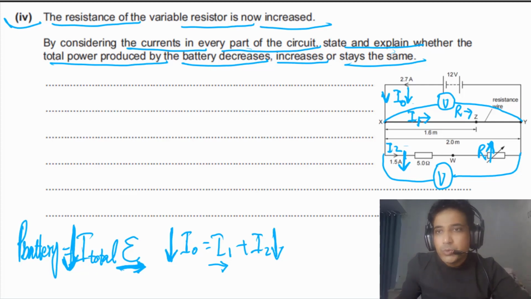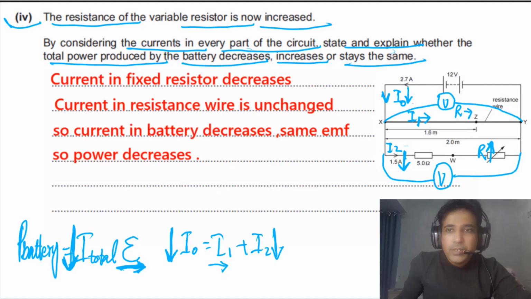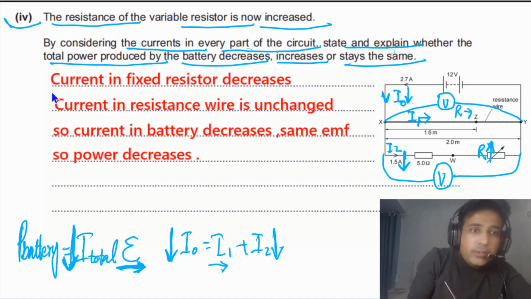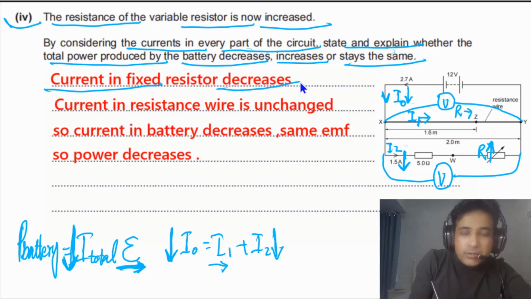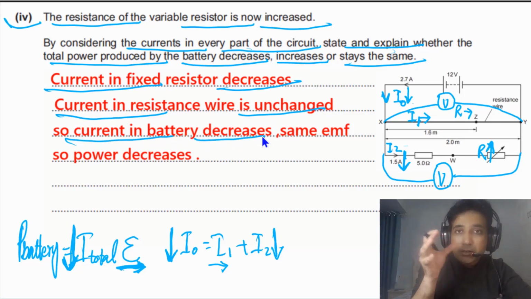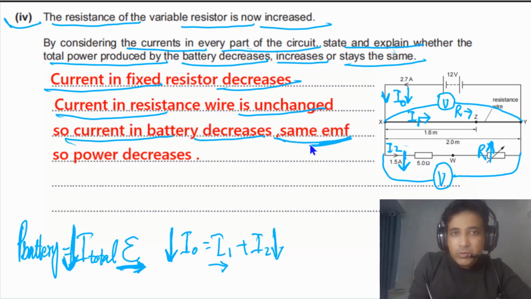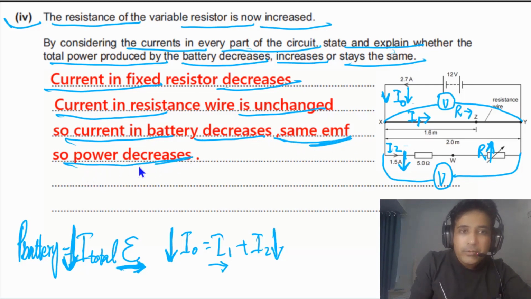So let me show you the answer, how you can write down your answer. In your answer, you can mention these points. You can say current in fixed resistor decreases. Current in resistance wire is unchanged. So current in battery decreases, means the total current coming from the battery decreases. That EMF of the battery is constant. So power of the battery decreases.